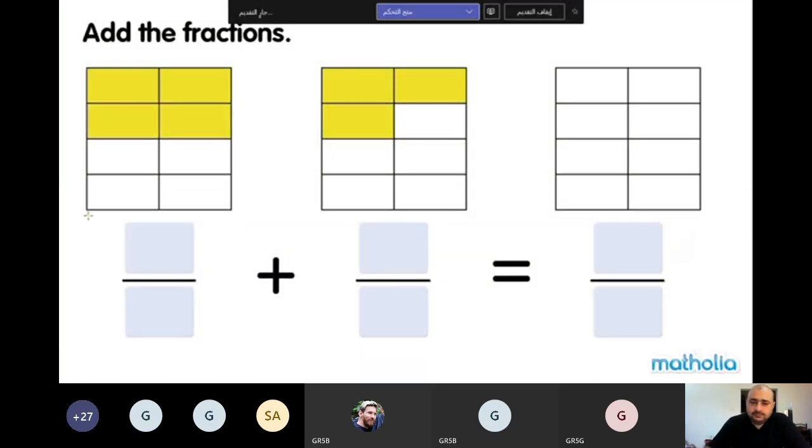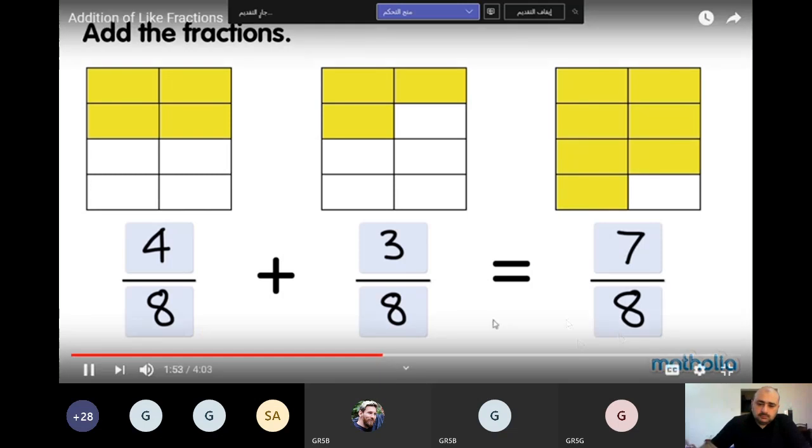Add the fractions. In this shape, 4 of the 8 equal parts are shaded. 4/8 are shaded. In this shape, 3 of the 8 equal parts are shaded. Let's add the fractions. Both of the denominators are 8. These are like fractions. To add like fractions, we keep the denominator the same and add the numerators. 4 plus 3 equals 7.